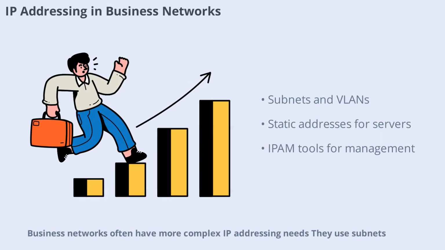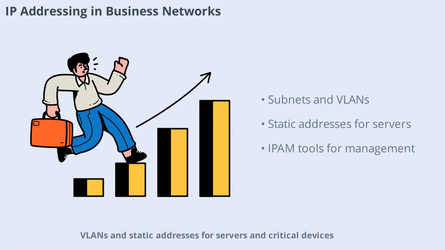Business networks often have more complex IP addressing needs. They use subnets, VLANs, and static addresses for servers and critical devices. IPAM tools help manage these addresses, ensuring efficient operation and security. Proper planning is essential to support growth and prevent conflicts.